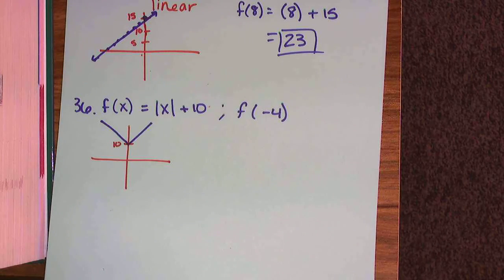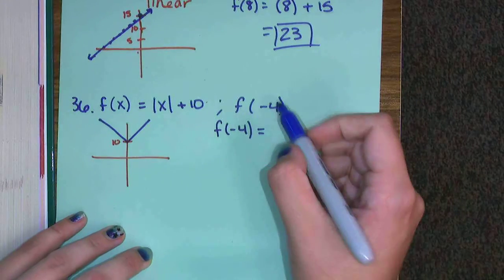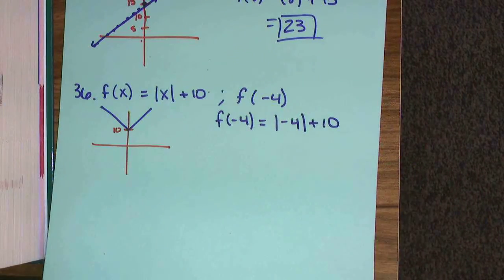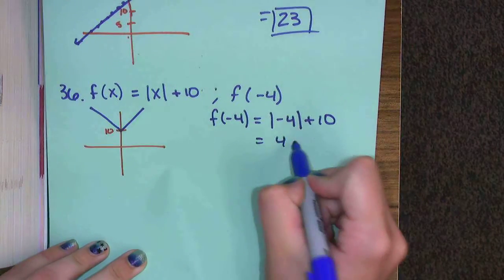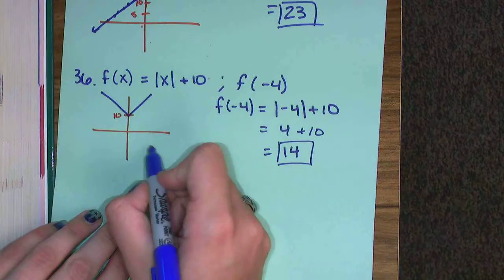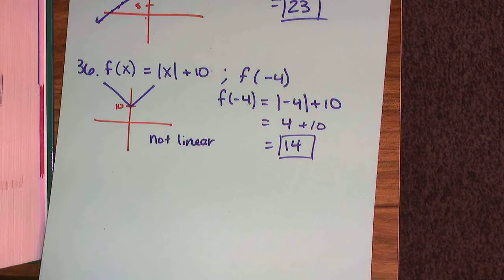So now, f of negative 4 is equal to the absolute value of negative 4 plus 10. What is that equal to? Yes, so this becomes positive, so that's equal to 14. Not linear, and 14 would be your answer. If it's anything other than f of x equal to mx plus b, it's not linear.